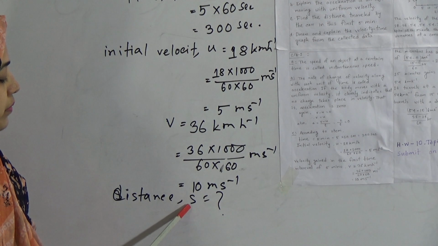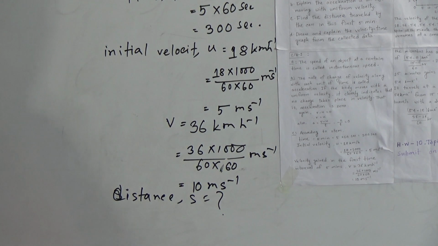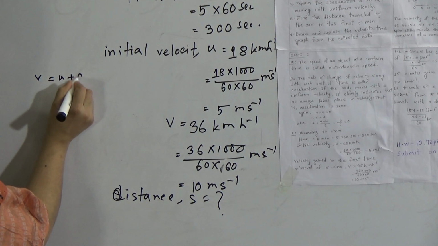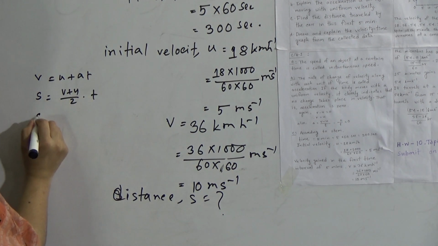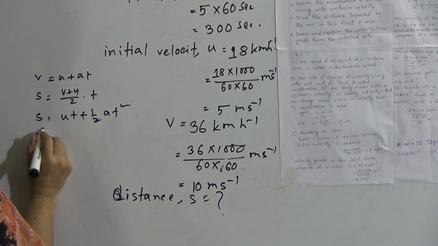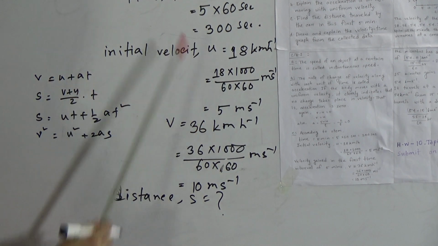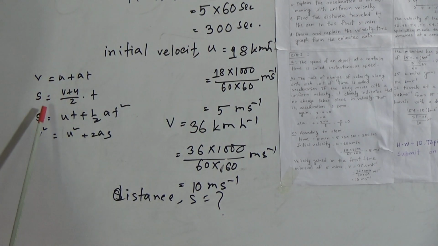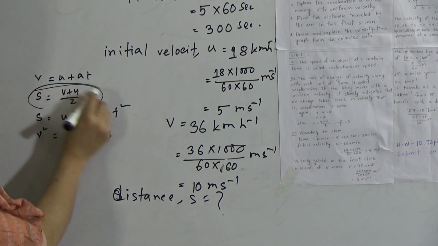So we have to find out the distance, and we know the four equations of motion. Number 1: v equals u plus at. Number 2: s equals (v plus u) divided by 2 into t. Number 3: s equals ut plus half at square. And number 4: v square equals u square plus 2as. From the given data, we can see this formula is appropriate for this mathematical problem.